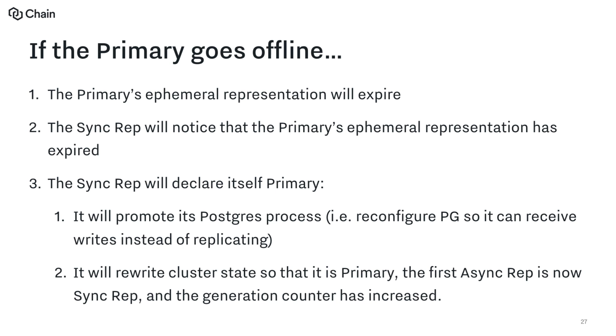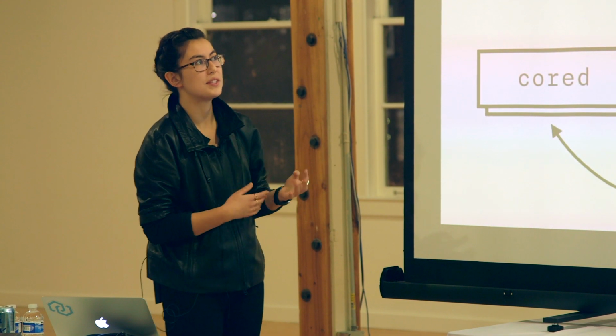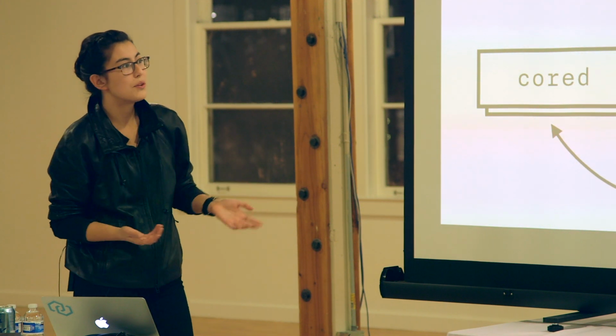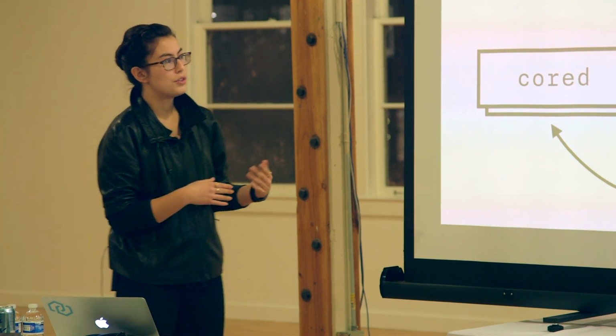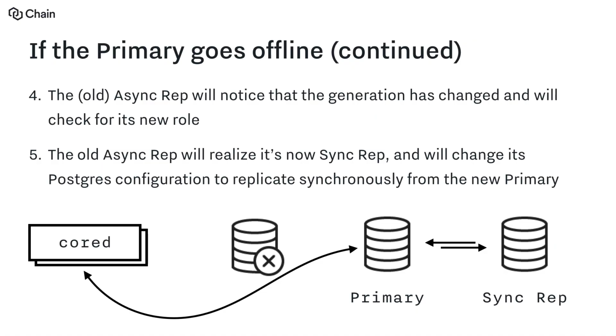So now we're in this situation where the cluster state has changed, and it's time for the other nodes to notice what's happened. The old first async rep will notice that the generation has changed, and it will check for its new role. It will realize it's now sync rep and change its Postgres configuration to replicate synchronously from the new primary. So once that whole song and dance is done, we end up with a system that looks like this, which again is basically that safe state that we were hoping for if we have to fail over.